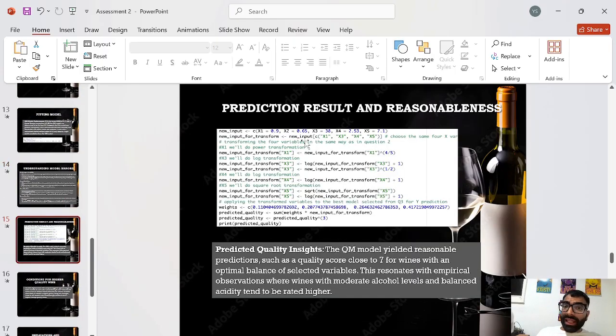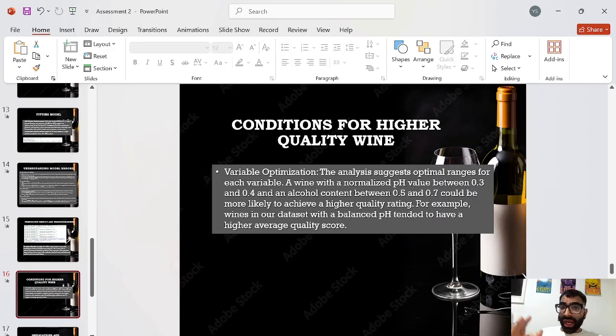So again, for prediction of the results, we are predicting the results using the QAM model, and we can see the quality score is close to 7, which is an ideal score for our wines. Again, the condition for higher quality wine is that if the pH value is between 0.3 and 0.4, our results are better, and if the alcohol content is 0.5 to 0.7, our results are good, and our model is very, very good.